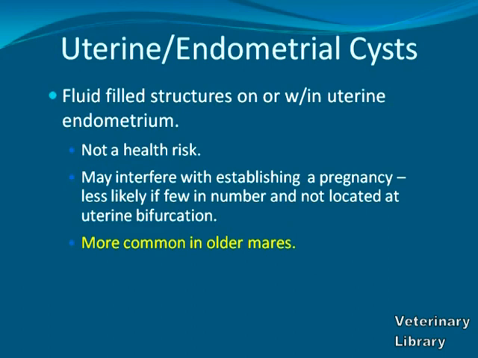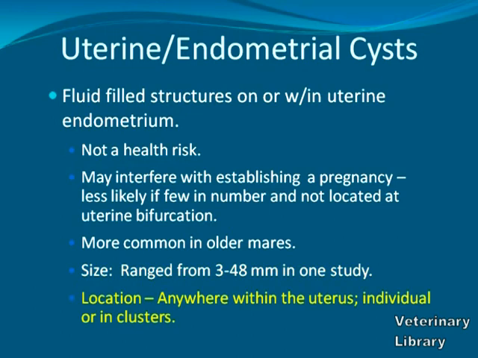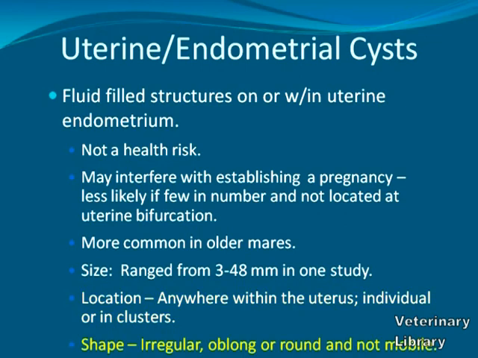Uterine cysts are more common in older mares. Sizes ranged anywhere from 3 to 48 millimeters in one study. Their location can occur anywhere within the uterus and may appear individually or in clusters. Their shape can be irregular, oblong, or round, and they are not mobile.